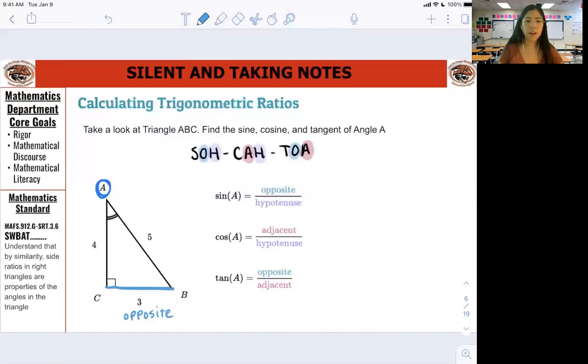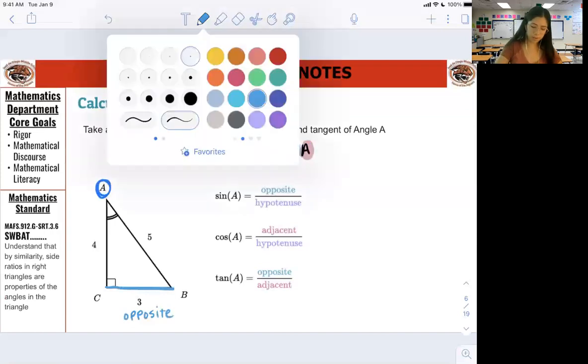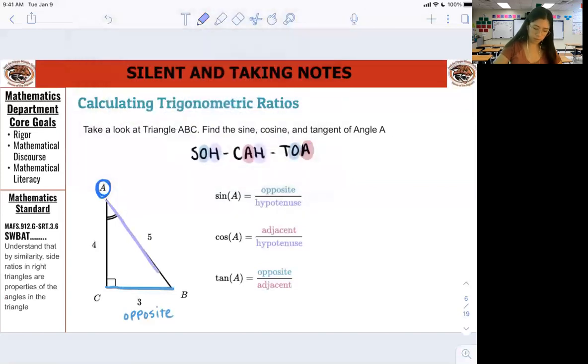Okay, which side is the hypotenuse? Good. AB is the hypotenuse. And you can always find the hypotenuse because it's the longest side, and also because it's always opposite from the 90-degree angle, the right angle. So that's my hypotenuse, which leaves the adjacent side. My adjacent side is AC. Okay, so I've got my three sides labeled.